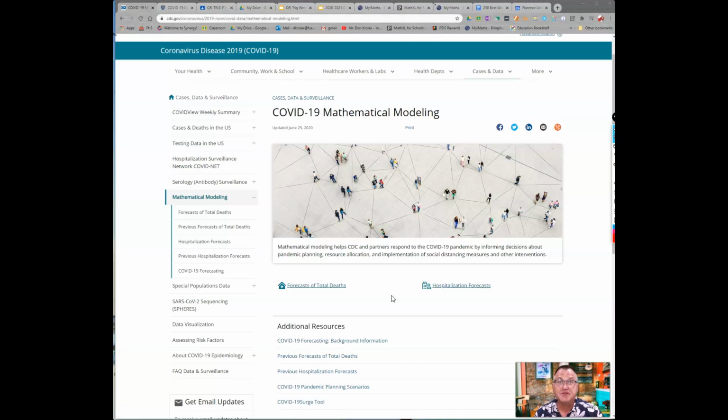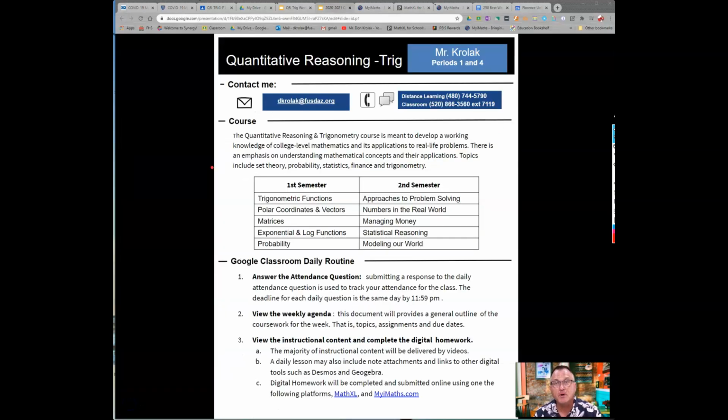And then in addition, there are mathematical models that are used to predict if a current trend continues, how many people could potentially be infected, how many people could succumb to the disease, etc. So if you're one of those people that are always saying, well, when am I ever going to use this? Quantitative reasoning is exactly that. How to use mathematics to analyze a particular situation.